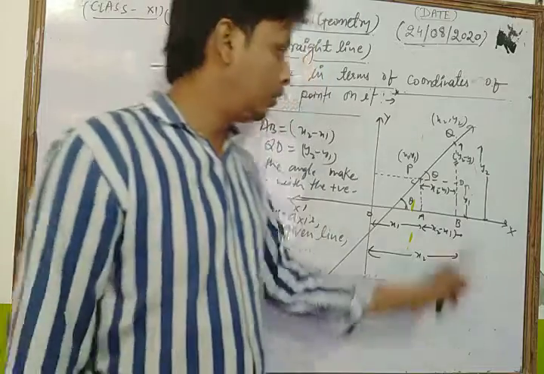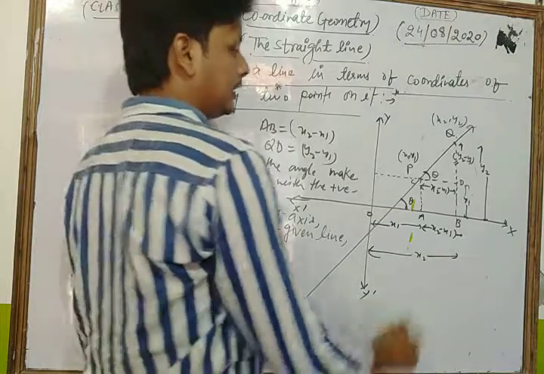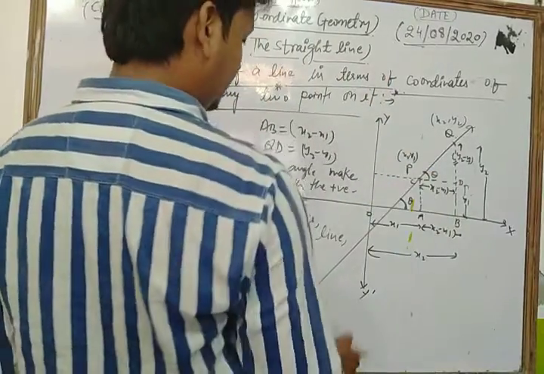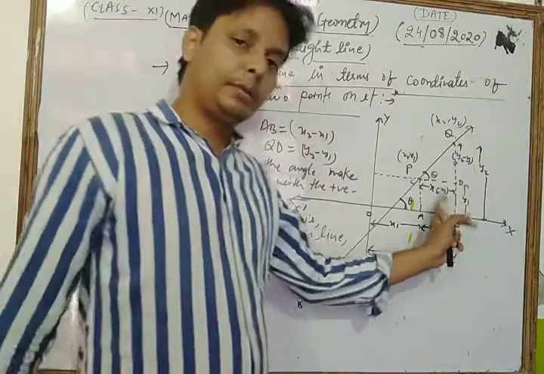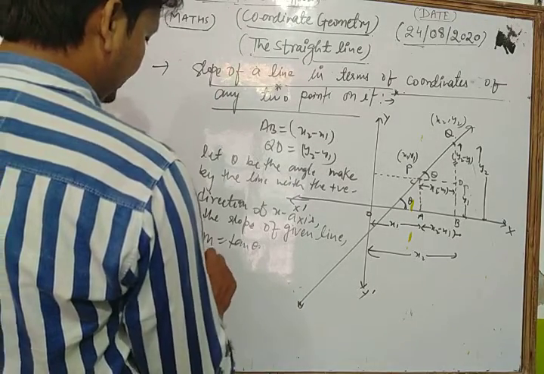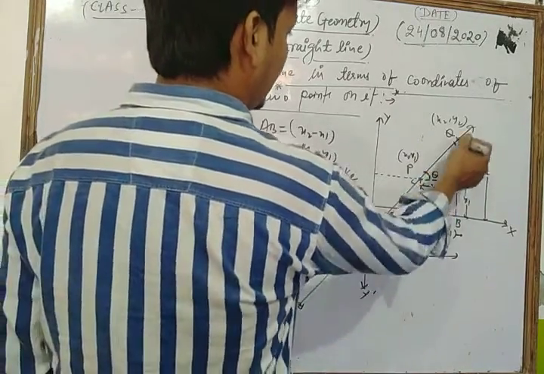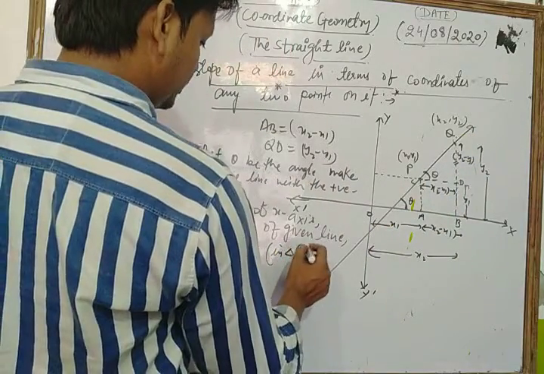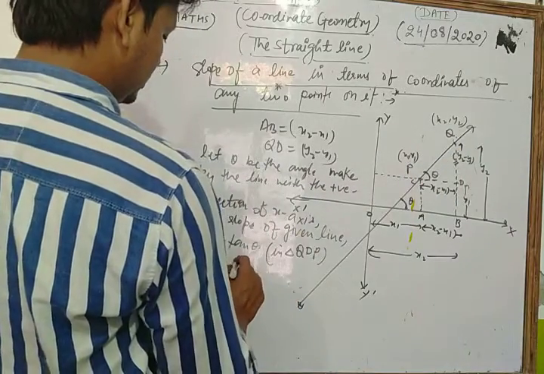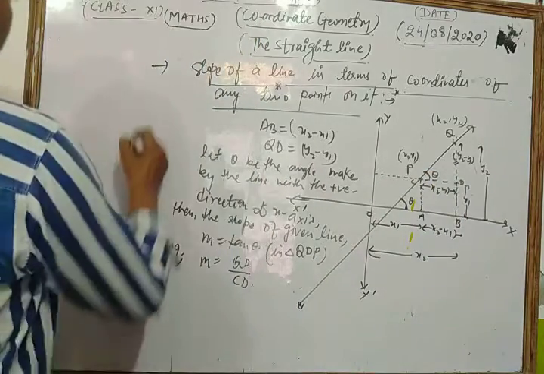Now look at the figure. This angle is also equal to theta, corresponding angles. Now in triangle PQD, apply the tangent: tan theta is equal to perpendicular upon base. So m is equal to tan theta. In triangle QDP, apply the tangent rule. So tan theta is equal to perpendicular, that is QD, upon base, which is CD.